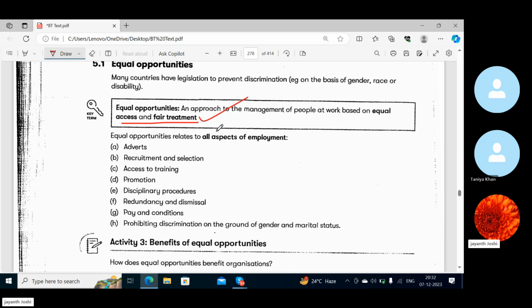So the advertisement should be in such a way, and it is not only the advertisement they are showing; their policy should also sync with their advertisement. So equal opportunities relates to all aspects of management.